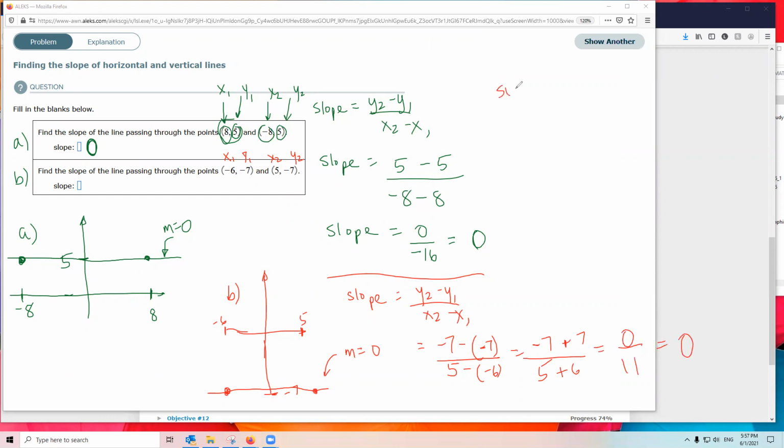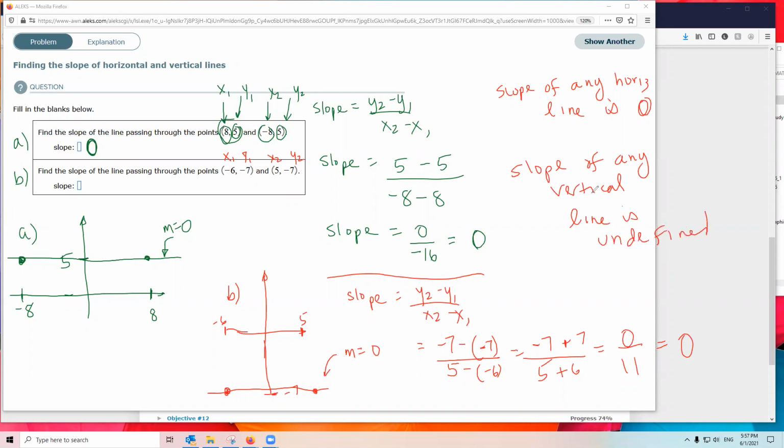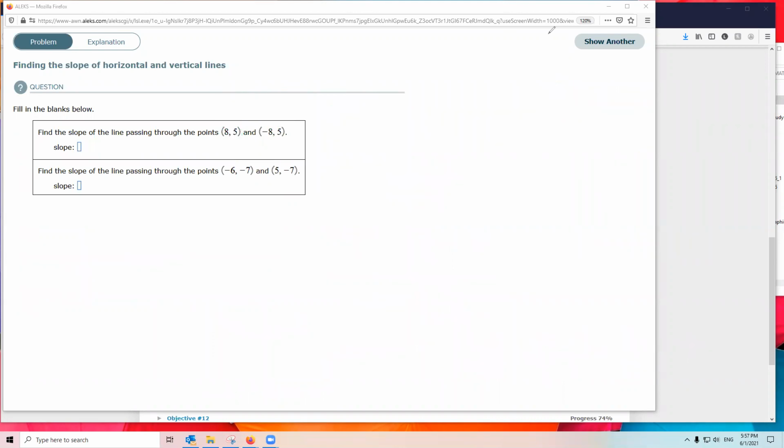So just a reminder, the slope of any horizontal line is 0. The slope of any vertical line is undefined. This info and this formula for slope are all in the reference packet. So if you forget any of this, be sure to go back and check out the reference packet.